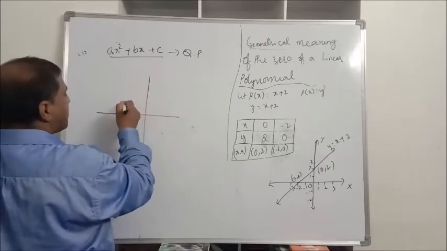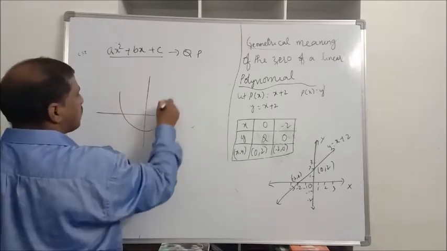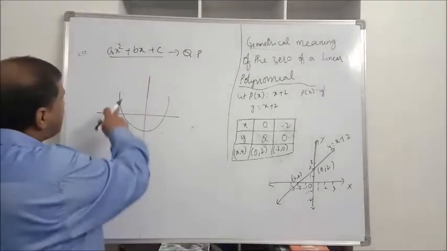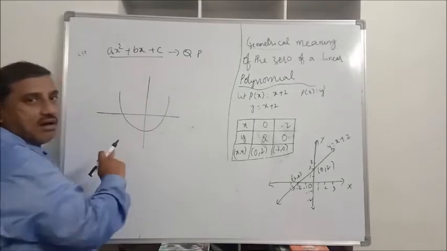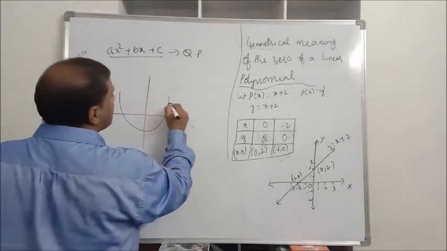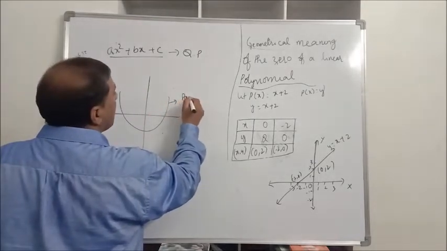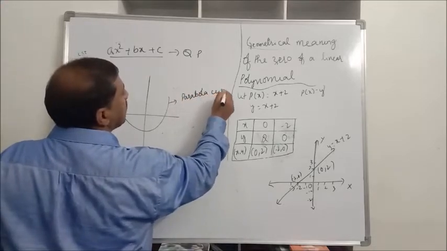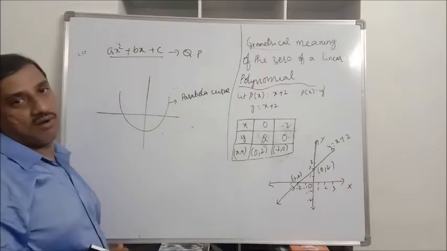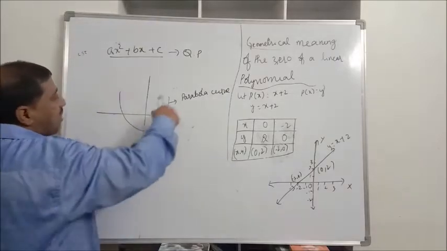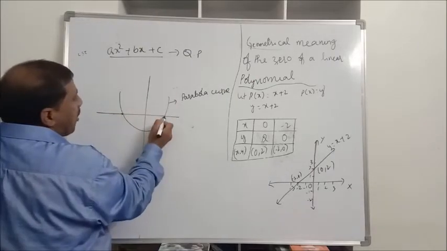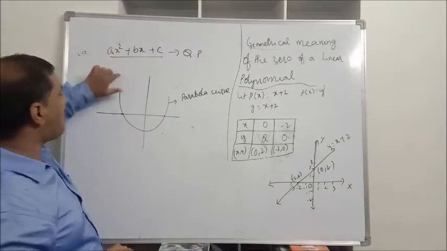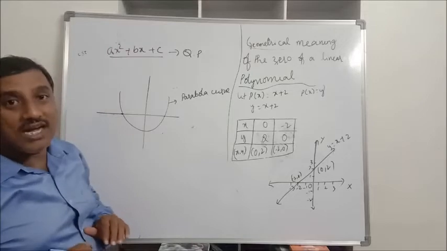This shaped curve is known as what? A bell-shaped curve, or a parabola curve. This is the nature of the graph of a quadratic polynomial. It is called a parabola curve, or also a bell-shaped curve. So this parabola curve is intersecting at 2 points. Hence, a quadratic polynomial will have 2 zeros at most.